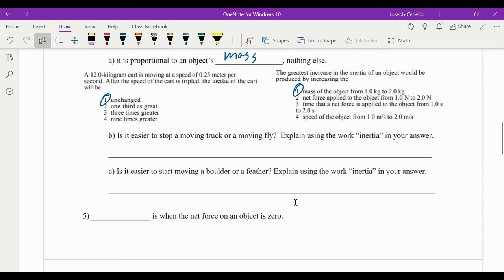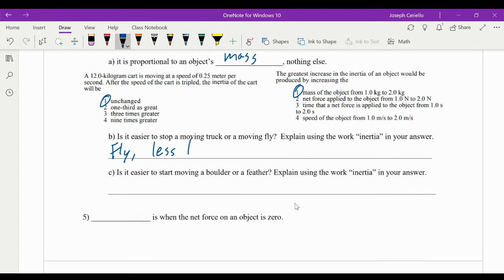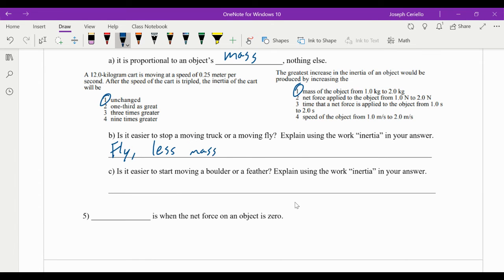All right, this one says, is it easier to stop a moving truck or a moving fly? Hopefully, you know it's obvious it's a moving fly, because a moving fly has less mass, which again means it has less inertia. Is it easier to start moving a boulder or a feather? Hopefully you know it's a feather. Again, because it has less mass or less inertia. So more inertia means it's harder to move. Less inertia means it's easier to move.